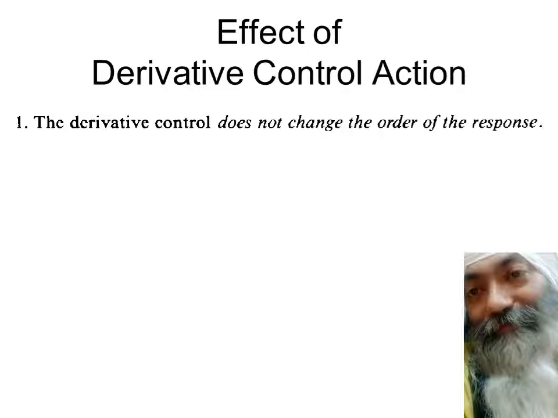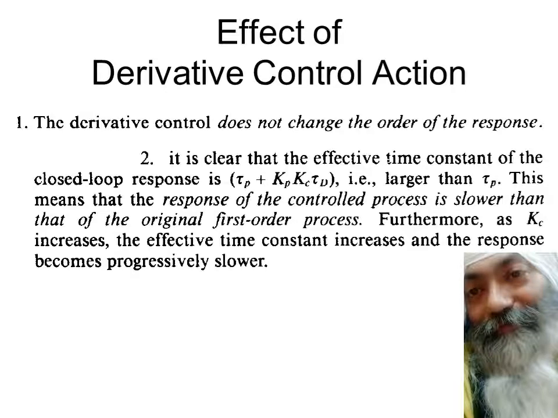So dear friends, as I said, the derivative control does not change the order of this response. This is the first observation. The second is that the effective time constant, as you can see from here, in the case of the closed loop containing derivative, becomes tau p plus Kp into Kc into tau d. This is what we told you in the last slide also. This is obviously larger than tau p. It means that the response of the controlled process is slower. This is a very important thing, I will be repeating it again and again. In the case of derivative, it dampens the system, it slows down the system as compared to the original uncontrolled one.